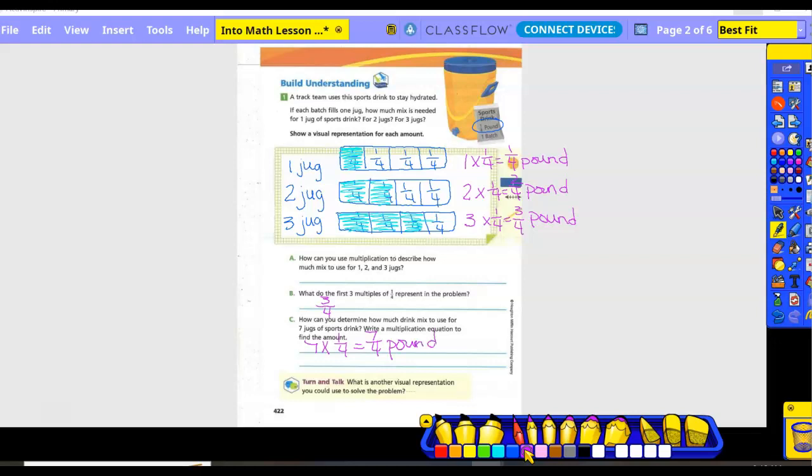If we wanted to simplify that, what would it be? 1 3/4. So 4 goes into 7 one time. 7 minus 4 is 3, in our same denominator.